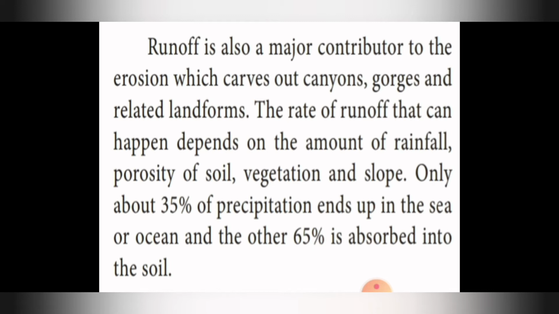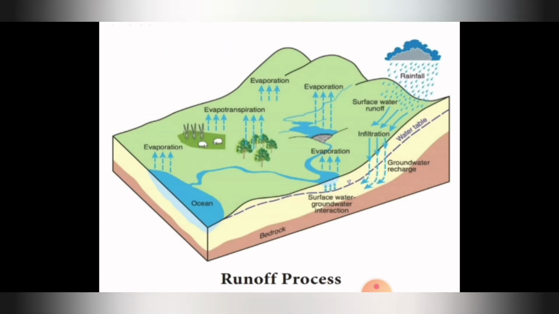Runoff is also a major contributor to the erosion which carves out canyons, gorges and related landforms. The rate of runoff depends on the amount of rainfall, porosity of soil, vegetation and slope. Only about 35% of precipitation ends up in the sea or ocean, and the other 65% is absorbed into the soil. So, this is the picture of the runoff process.